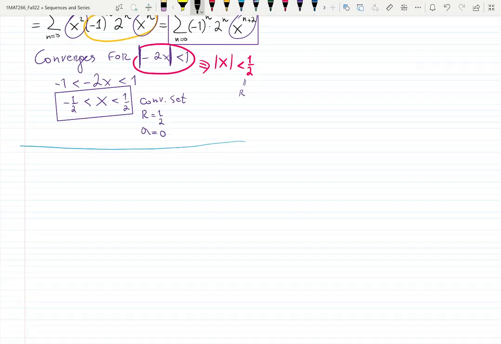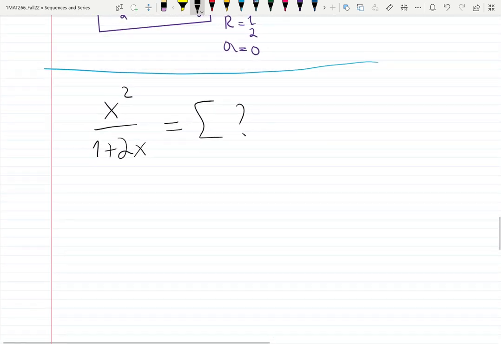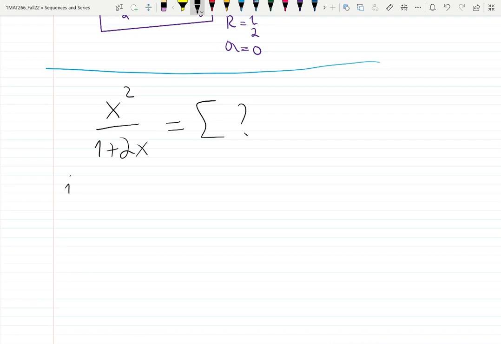For any given series, in this case, for the given function x squared over 1 plus 2x, we will ask you to find the series using the known one. So step 1, write down which one we're going to use, and I will give you a whole table today, which is going to be the Maclaurin series.